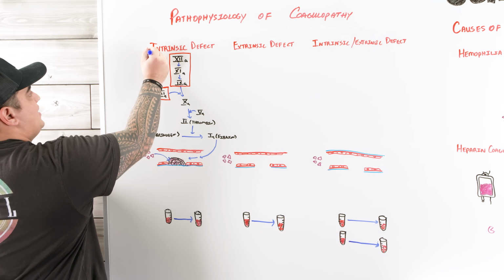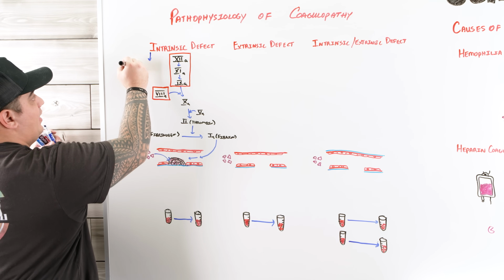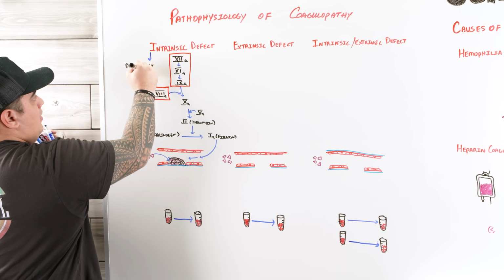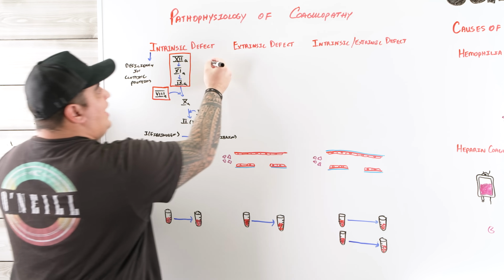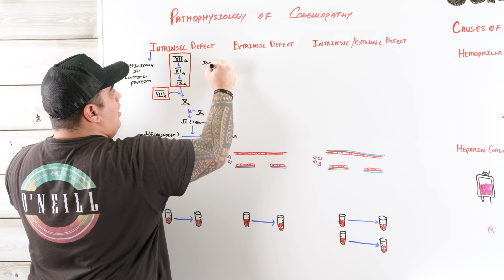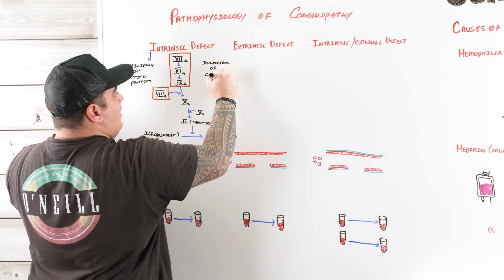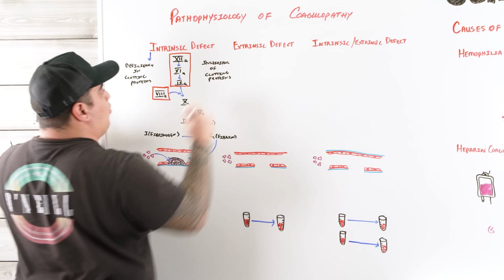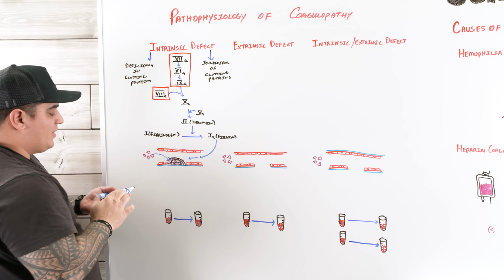One, is there a deficiency of any of these clotting proteins that are boxed in red? So, deficiency in clotting proteins? Or is there an inhibition? All right, is there an inhibitor of these clotting proteins that are boxed in red? Because if there is one of these two things, a deficiency or an inhibitor, then what's going to happen?